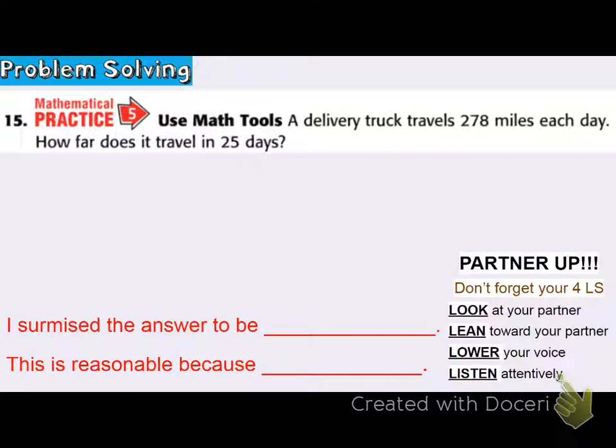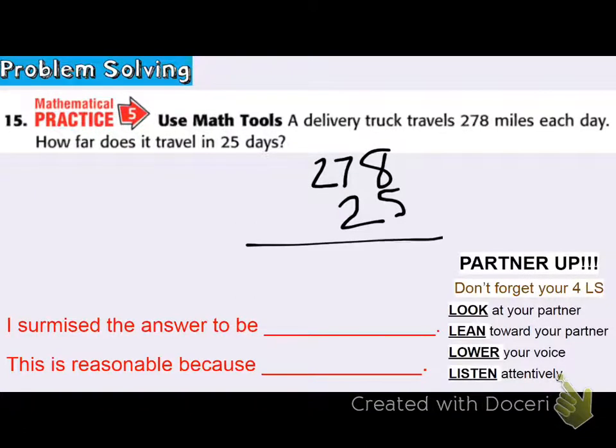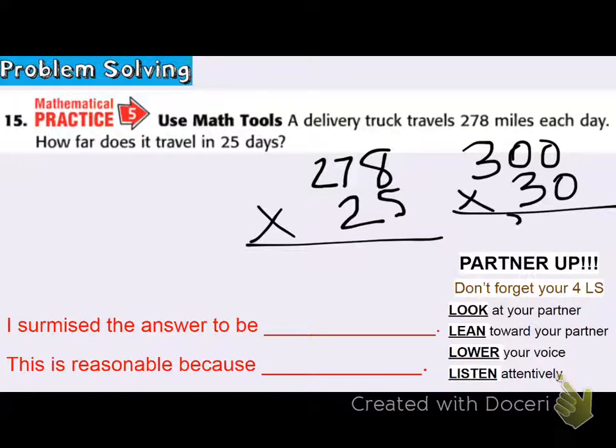Problem solving number 15. A delivery truck travels 278 miles each day. How far does it travel in 25 days? Well, it travels 278 in 1 day, but it's going to drive for 25 days. Well, it's close to 300, and this is close to 30. So 3 times 3 is 9. It should be close to 9,000. It'll be less than 9,000 because I estimated up, I rounded up. It'll be less than 9,000, but that should give me a clue as to whether my answer's close.